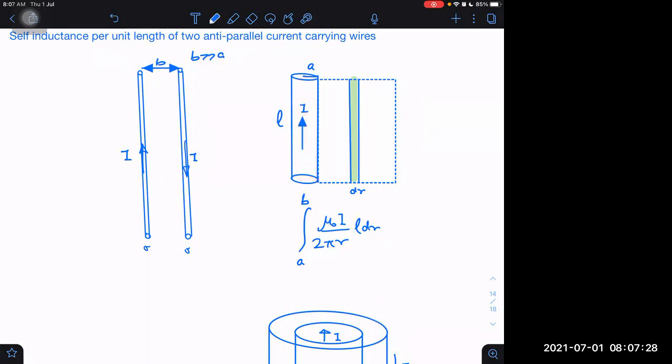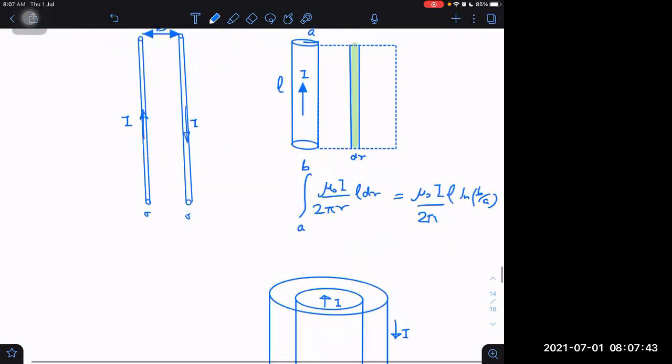Okay. Mu naught I by 2 pi r into L into dr. What is that answer finally? Mu naught into I upon 2 pi into L into ln of B by A. That is only, it is not net flux. Don't think it is net flux. It is just due to one wire only.